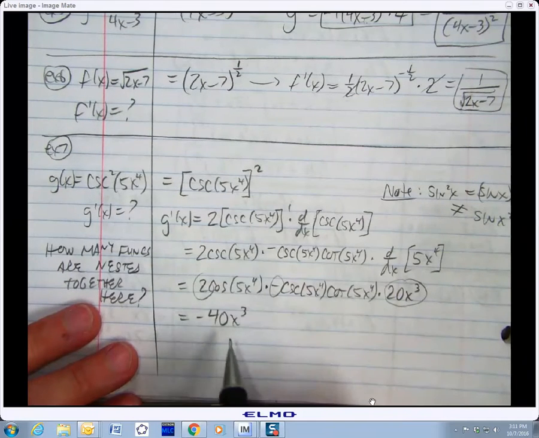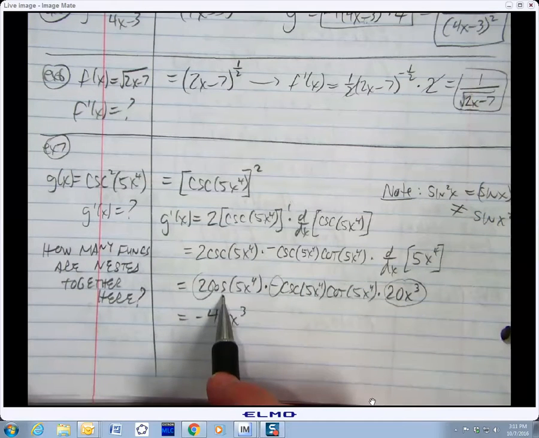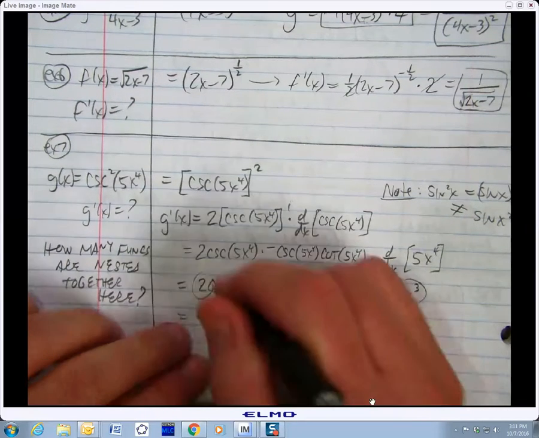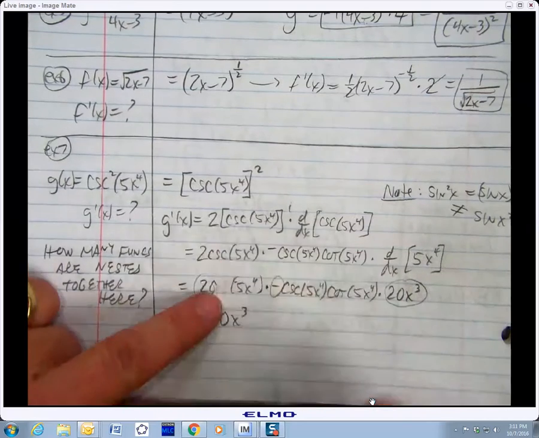Now we had a, oh boy, I just found a mistake here. That should not say cosine. Hopefully you caught that. That should say cosecant. I was just copying down and I copied it wrong.